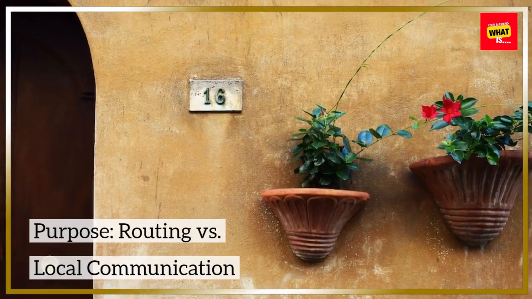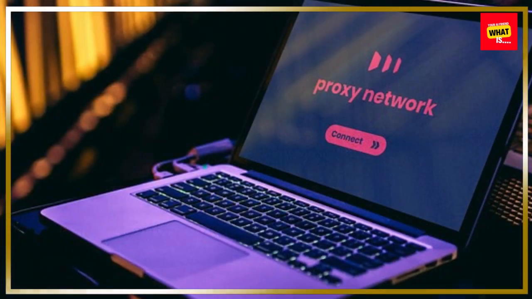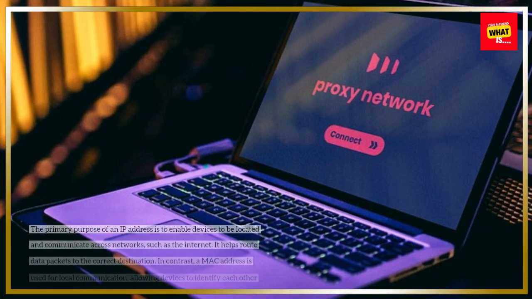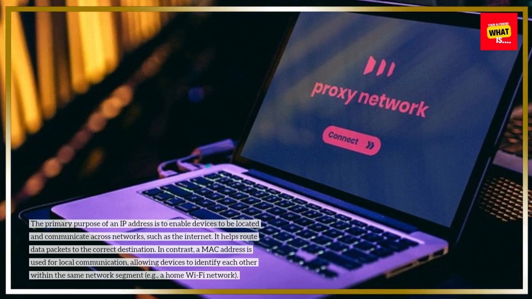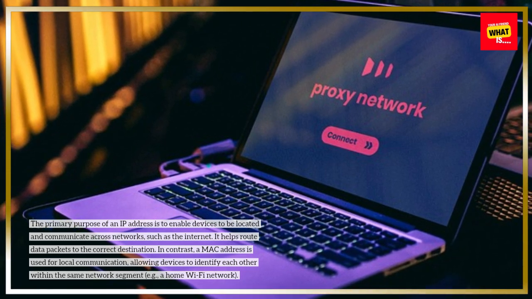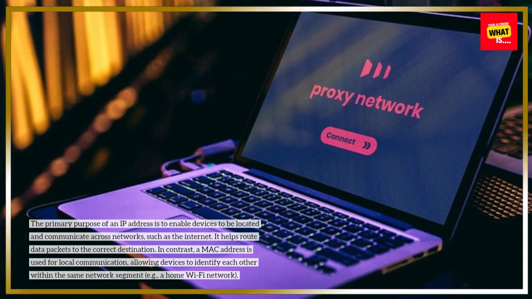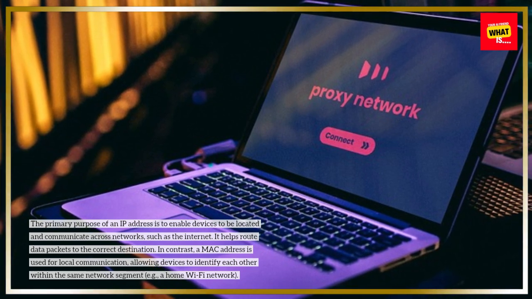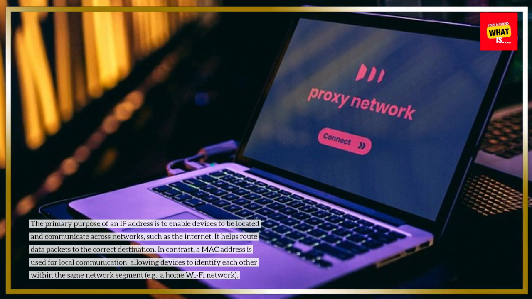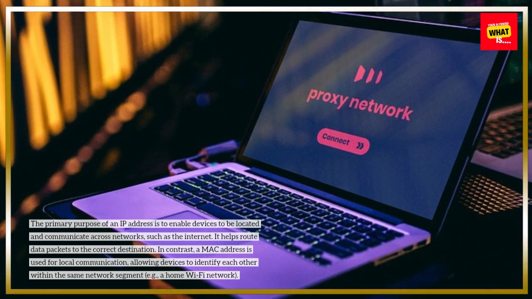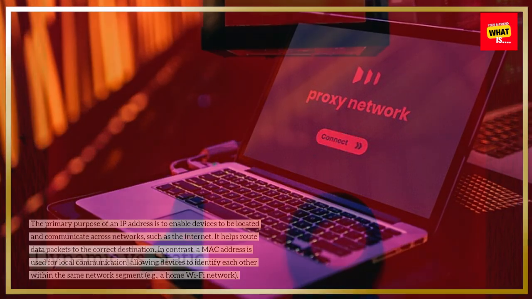Purpose. Routing versus local communication. The primary purpose of an IP address is to enable devices to be located and communicate across networks, such as the Internet. It helps route data packets to the correct destination. In contrast, a MAC address is used for local communication, allowing devices to identify each other within the same network segment, e.g., a home Wi-Fi network.